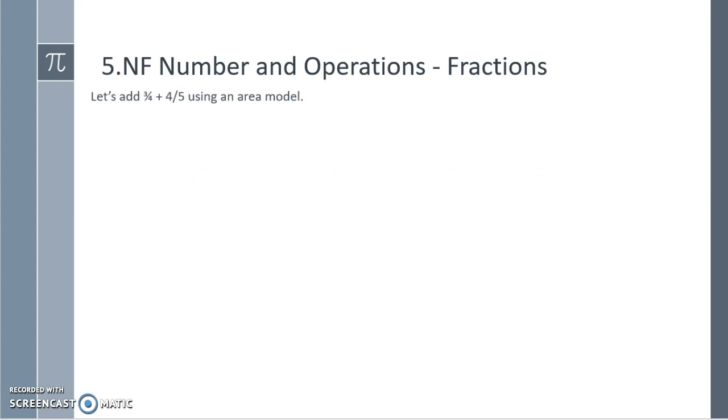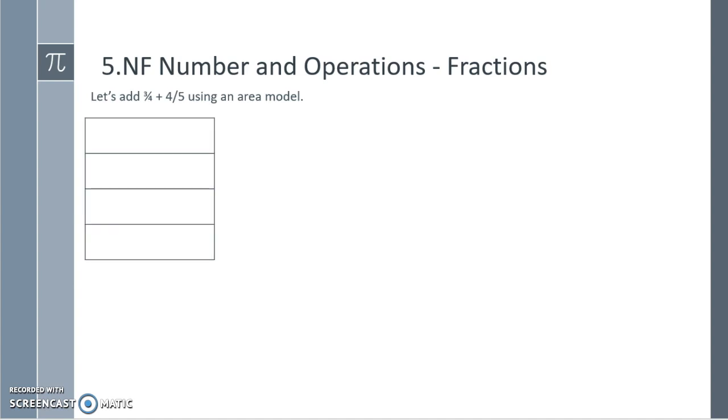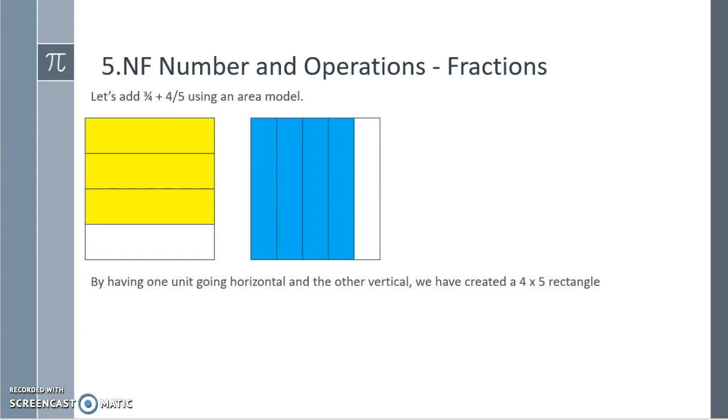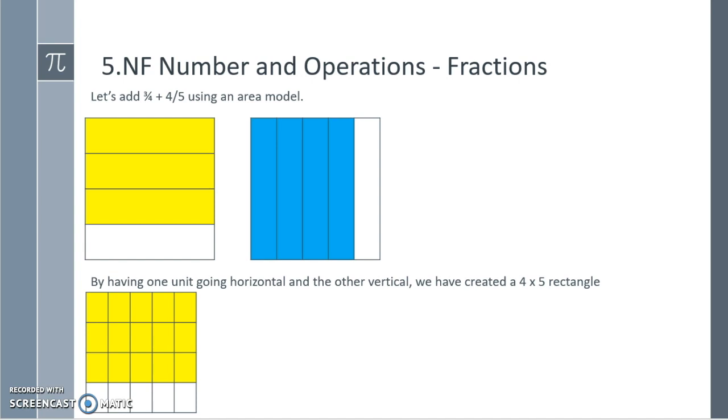Let's add 3/4 plus 4/5 using an area model. So I have a unit box cut into 4 pieces. I want 3 copies of 1/4. I have the same size box, except this one is cut vertically into 5 pieces, and I want 4 copies of 1/5. By having one unit going horizontal and the other vertical, we have created a 4 by 5 rectangle. So the same amount is shaded.